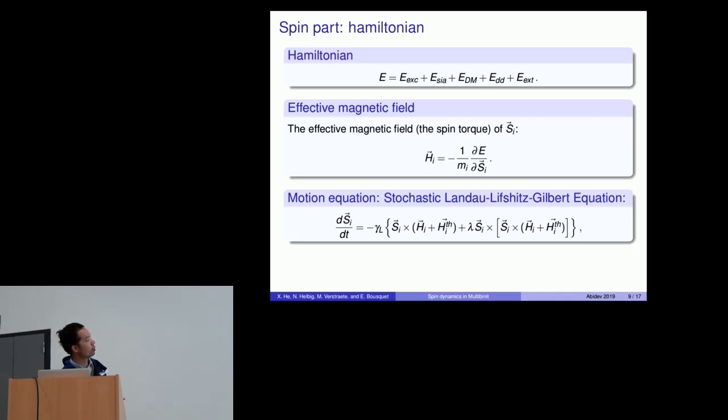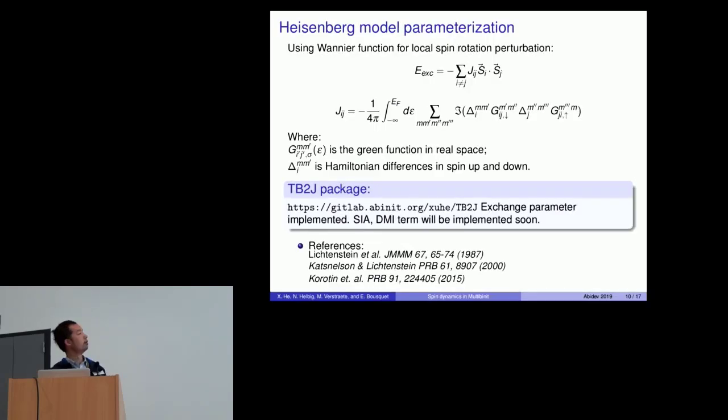Using this magnetic field and adding the thermal path, we can use the stochastic Landau-Lifshitz-Gilbert equation to update the spin orientations. To build this model, we use a method which was proposed by Liechtenstein more than 30 years ago, and we use local spin rotation as a perturbation.